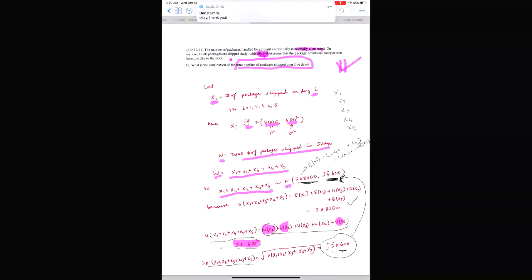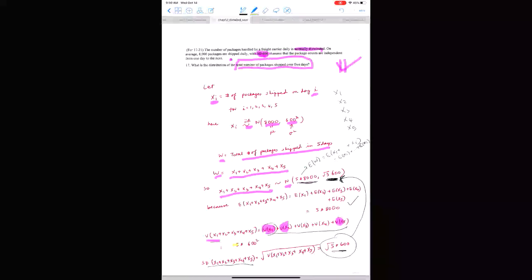So, why did I have square root of 5 here? Well, the variance is 5 times 600 squared. That you agree with me, right? So you agree with me that the variance is 5 times 600 squared. So what will be the standard deviation? The standard deviation will be the square root of that, hence the square root of 5. What is the square root of 5 times 600 squared? Square root of 5 times 600. That's what we have. Did that make sense? Am I clear?